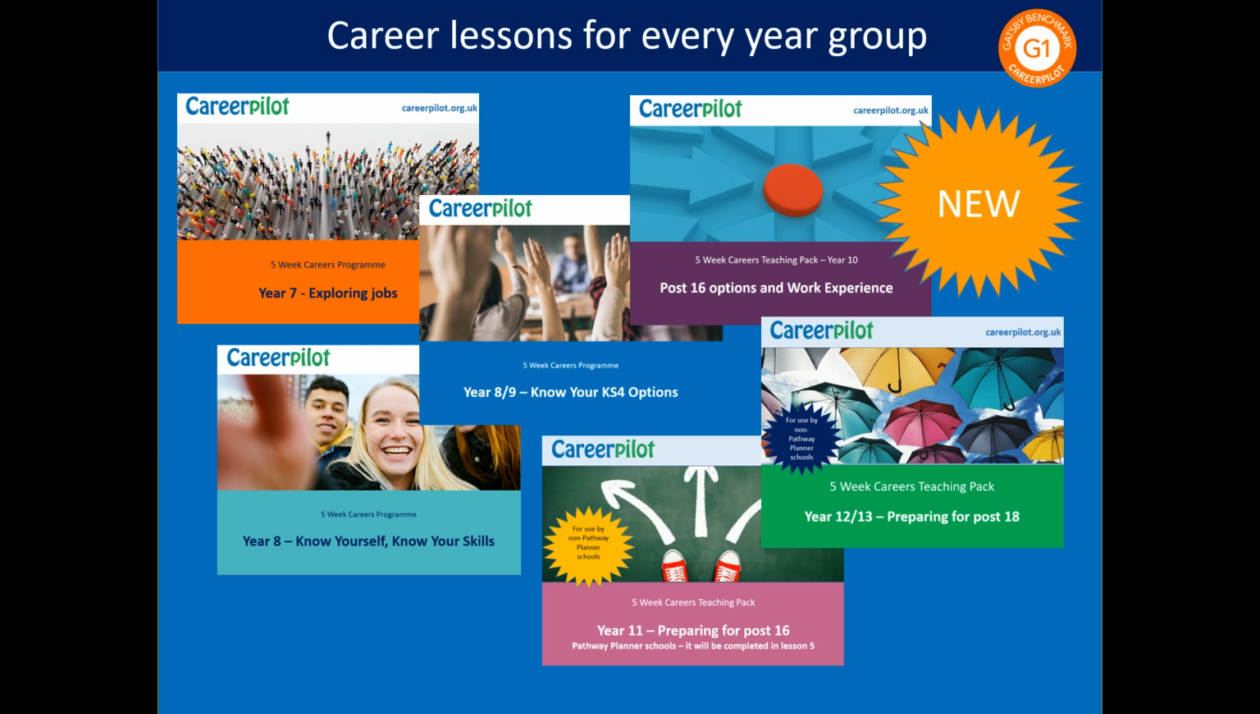Looking at the careers lessons, first of all, as mentioned, we have a set of 5 careers lessons per year group, and they are progressive. Year 7 is starting with exploring jobs. Year 8 is really thinking about themselves, knowing more about their skills. Then year 9 is looking at Key Stage 4 options, so choosing GCSEs. And then it goes right through to looking at post-16 options and post-18 options as you move through the school. So it has that really clear progression to support the students with the information they need at the key times that they need them.